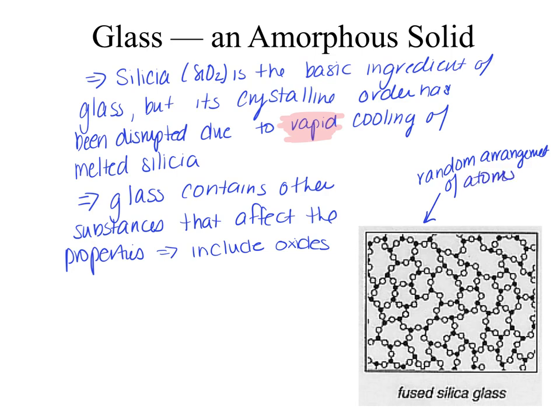So we've got three big ways that silica is different. One is it's formed by the rapid cooling. Two is that it contains other things beyond SiO2. And then three is we end up with that random arrangement of atoms. So I want us now to talk about oxides.